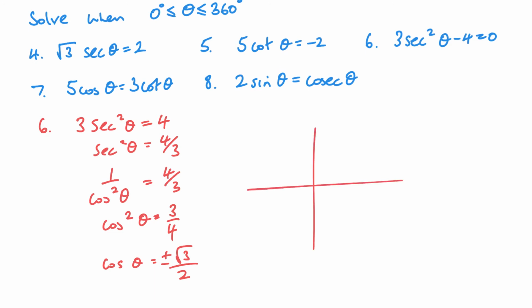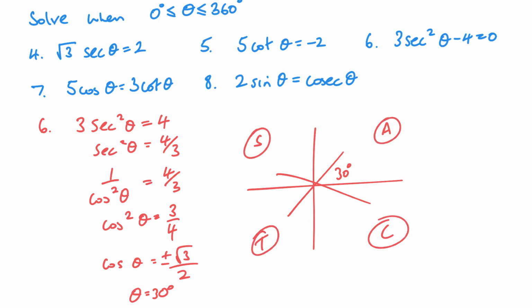Positive root 3 over 2 is going to give me 30 degrees. Okay, 30 degrees. Now I want positive and negative, so I actually want the angle in each quadrant here. So we've got 30, 180 minus 30, we've got 180 plus 30, and then finally 360 minus 30, and that gives me the angles in all 4 quadrants there.